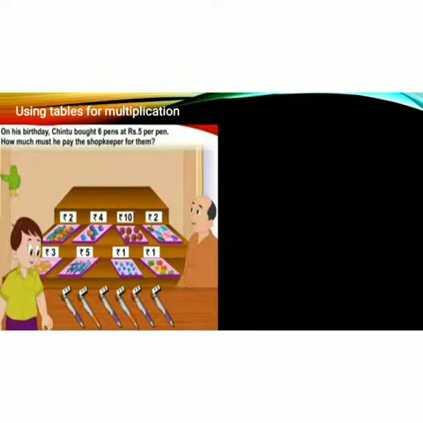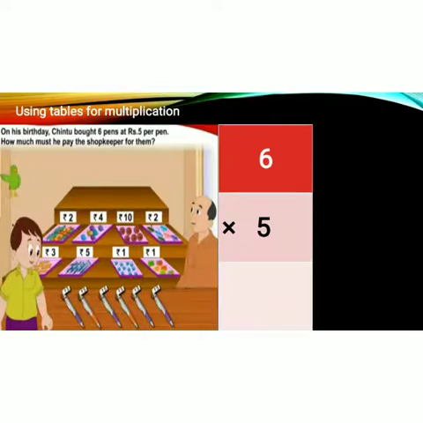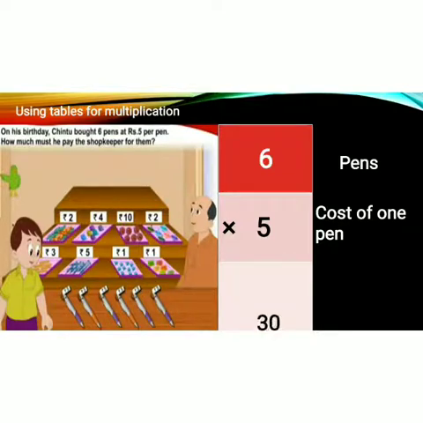So here we have to do the multiplication. 6 multiplied by 5. Here 6 are the pens and 5 is the cost of 1 pen. And you have to multiply these two numbers and you will get the correct answer. 6 fives are 30. 30 is the total cost which Chintu must pay to the shopkeeper.